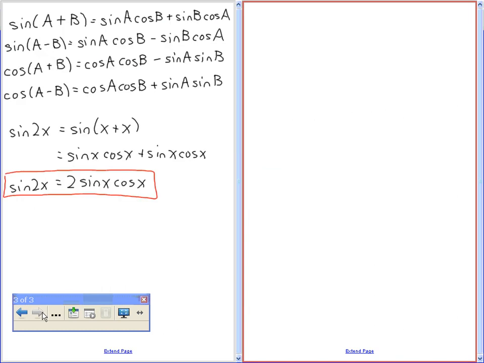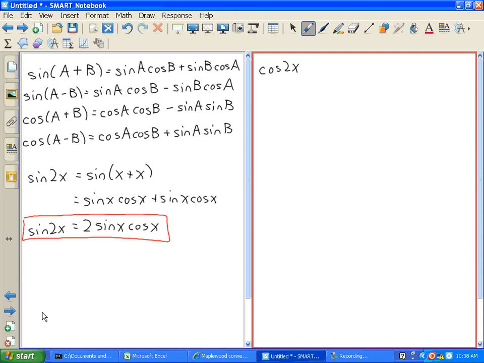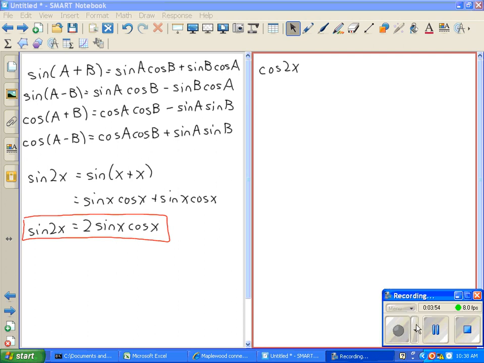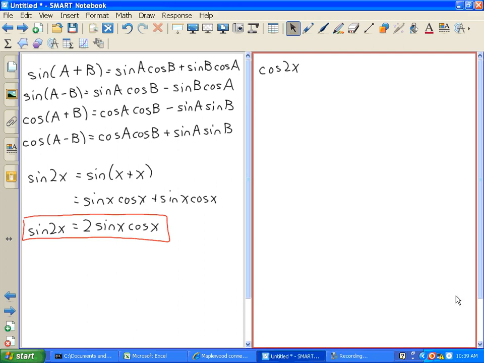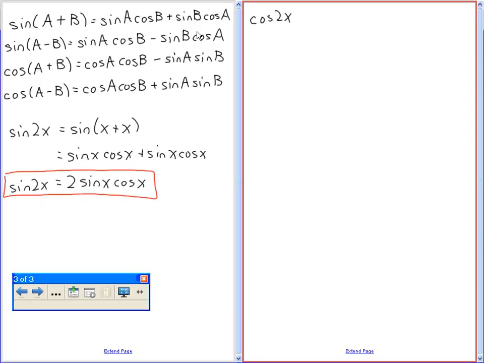Okay, using the same idea, can you guys show me what cos 2x is, please? Take the next minute of your life and let me know what cos 2x is. I'll pause here, take a sip of coffee. Questions? Sarah, go ahead, cos 2x is what? Is it cos squared x minus sine squared x? Yes, it is. If you can't remember, here we go.